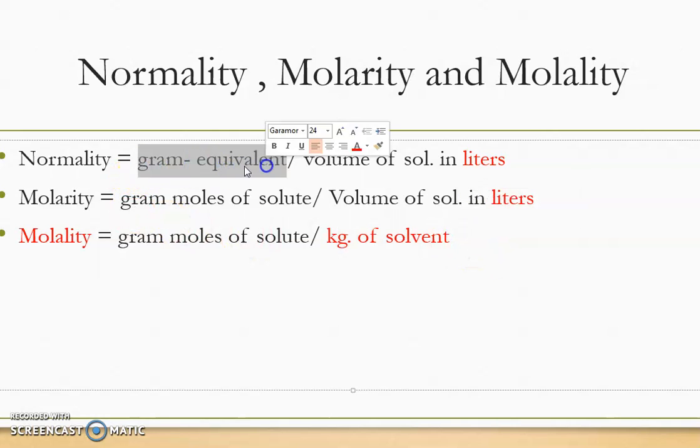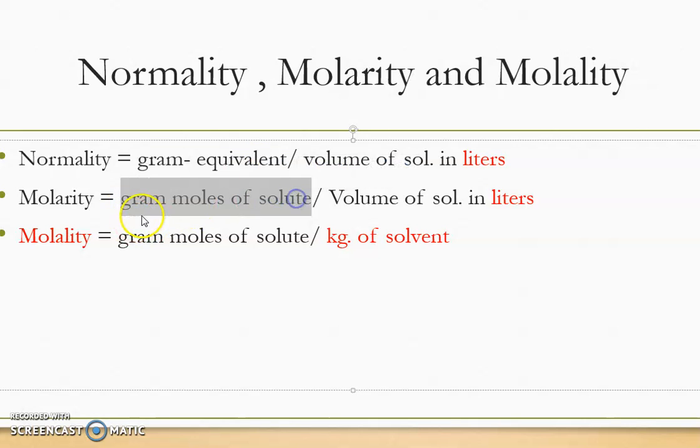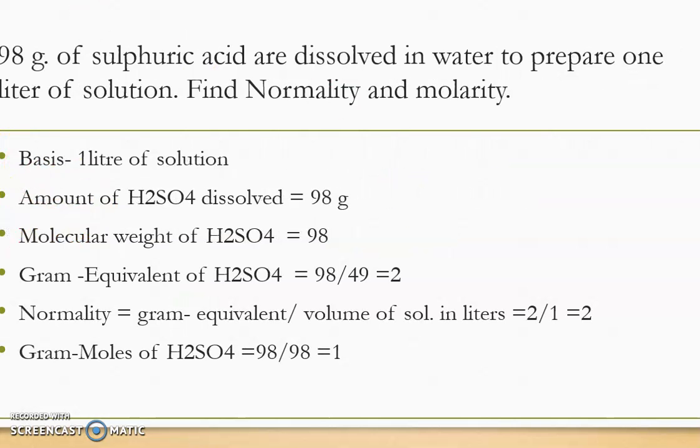Gram equivalent is nothing but weight in gram upon equivalent weight. Gram mole we know is weight in gram upon molecular weight. These three important formulas we have to remember, because many times it is asked to prepare one normal solution or one molar solution. That is used in your final year, everywhere, and in industry it is also used. So it is very, very important. You have to remember these formulas.